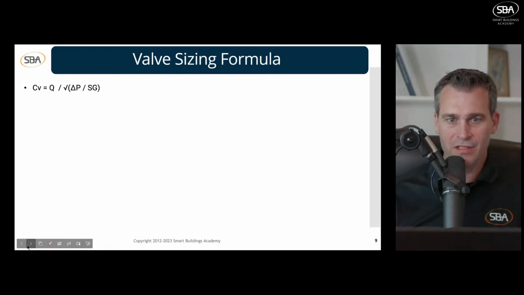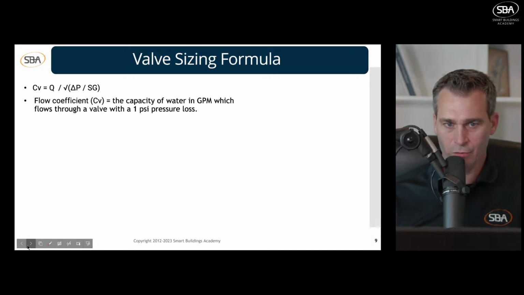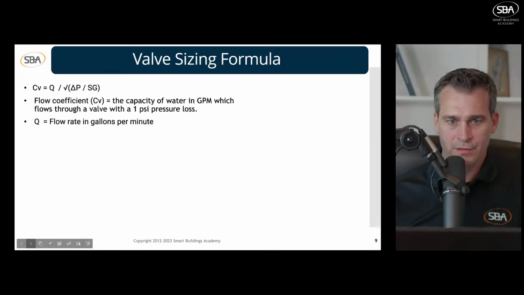So let's go ahead and jump into the valve sizing formula. Now, this is going to be a great part that if you want to take some notes on these formulas, if you're not familiar with valve sizing, this would be a good thing to do here. So let's go through the formula. So we have our flow coefficient. That's going to be our Cv here. And that's going to equal our Q, which is going to be our flow rate in gallons per minute. Okay. So this is going to be gallons per minute. It's going to be our flow rate.